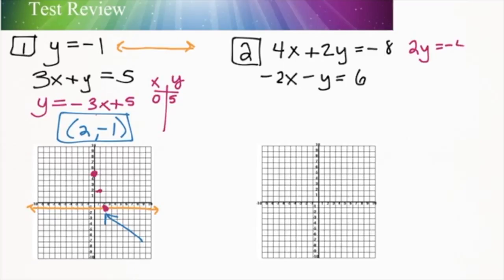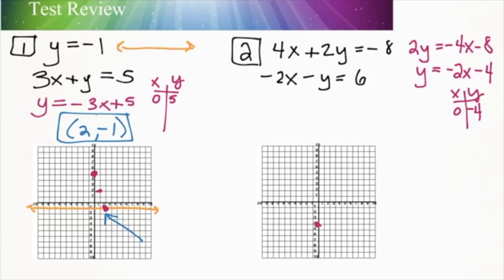Okay, so for number 2, in my first equation, I'm going to go ahead and set y by itself. So I solve for y, and I get -2x minus 4. I'm also going to solve for y on the other equation. So we're going to graph the first equation, okay? So I've got y equals -2x minus 4.